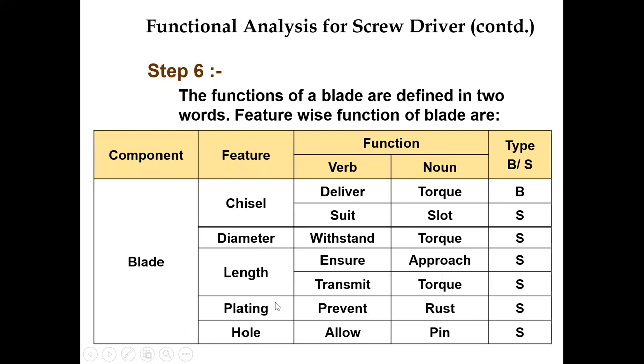Yes, the plating is there. We need to do plating to prevent rust. And we should also allow the pin, for which the hole is required. So even the feature will also come into the picture. This is the micro level of creating the functional analysis.